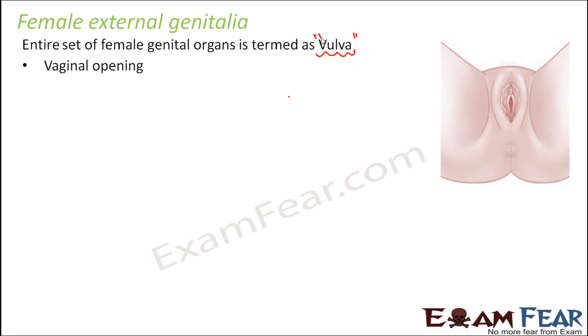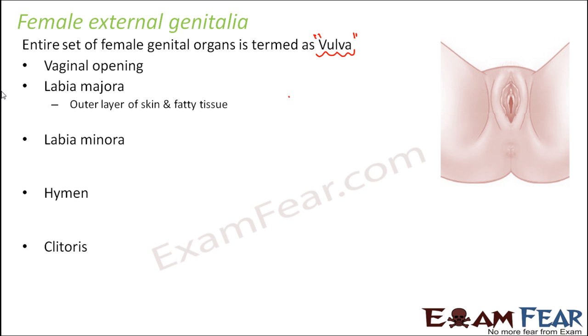So what are these organs? The first one is the vaginal opening. Next is labia majora, labia minora, hymen, clitoris. So these are some of the organs which together form the vulva, that is the female external genitalia.